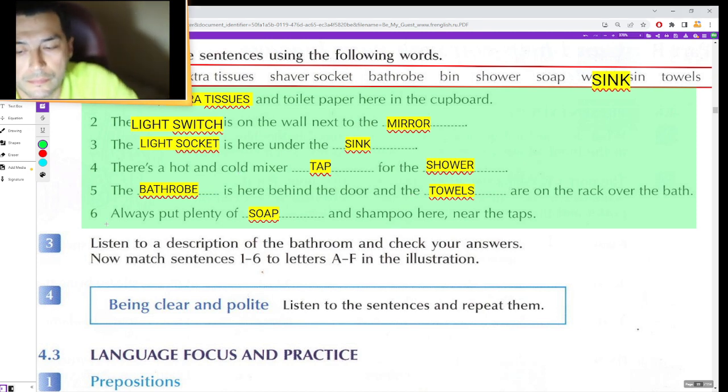Exercise 4. Being clear and polite. We keep extra tissues and toilet paper here in the cupboard. The shaver socket is on the wall next to the mirror. The light socket is on the wall next to the mirror. The bin is here under the wash basin. The trash bin is here under the sink.